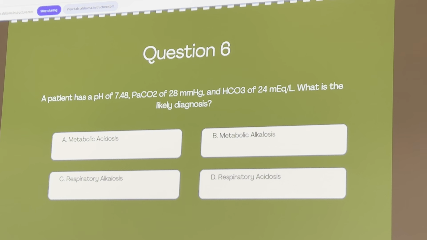I think I got two more. 7.48 pH, CO2 of 28, bicarb of 24. What's that? Respiratory acidosis. Alkalosis, okay. pH 7.48. Remember, the higher it goes, the more alkalotic it's going to be. CO2 28. All right, that's a little low. So pH is too high, CO2 is too low. Respiratory is opposite. Bicarb is normal, so we don't have to worry about it. So respiratory alkalosis.